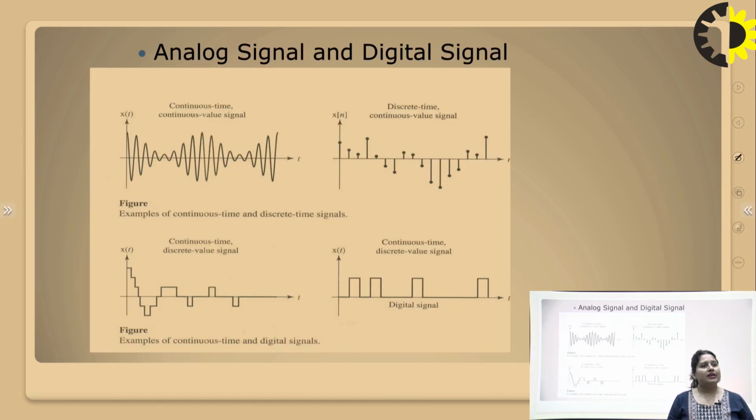Now next we have analog signals and digital signals. Various kinds of signals are there. So the next category is analog and digital. Digital is another part of the discrete time signal. In the digital signal, we have binary representation, that is 0 and 1. From the first figure, you can see a continuous time signal, which is a random signal. The second figure shows the discrete version of that continuous time signal. The third signal shows a continuous time discrete valued signal, which is a step type of signal. And the fourth is the binary representation of the discrete valued signal.